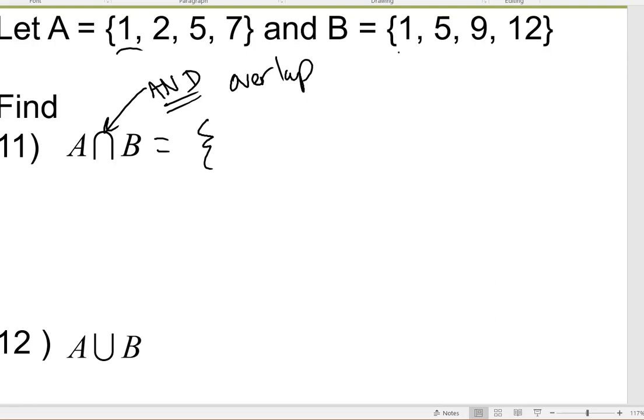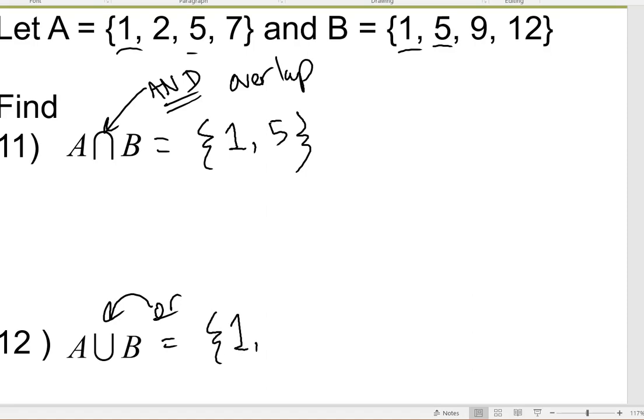I see a 1 in common. Don't have a 2. They do both have a 5, so we'll keep that in common. And I believe that's it. That would be and, the overlap. Or is where we keep everything. That's the union right there. What would we keep? Well, we keep the 1. Don't write it twice. We only have a 1 that just happens to be in both categories.